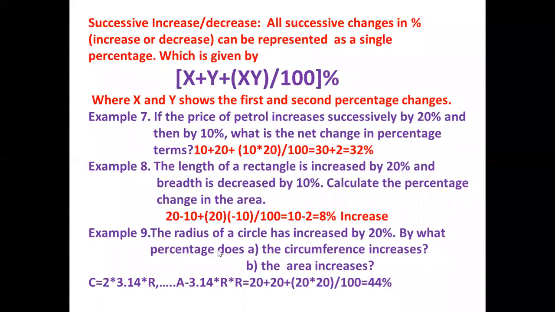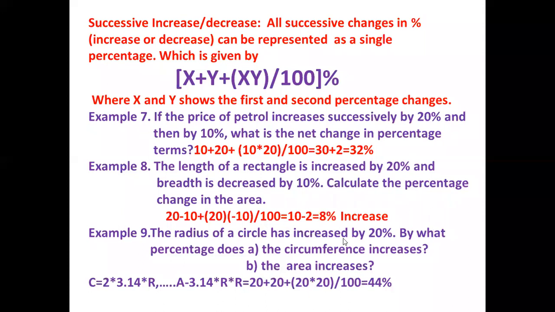But now if they ask you, by what percentage does the area increase? The area is equal to 3.14 multiplied by r multiplied by r. Although we are having one variable r, it is coming two times. So we can still use this formula. Let us take the first r as x and the second r as y. Both are same. Put x as 20, y as 20. Put it, and we are getting answer 44%.